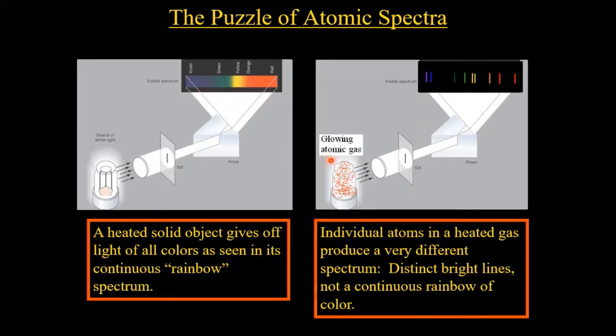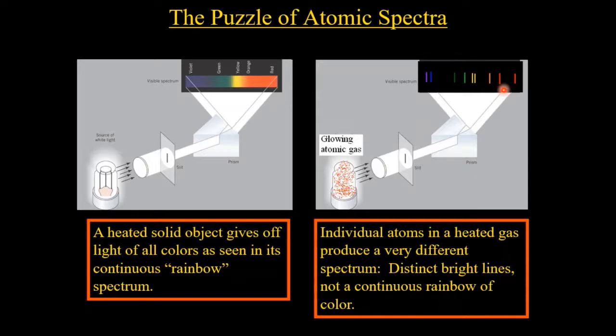But then he went ahead and looked at the spectrum of different gases: hydrogen, mercury, neon, etc. And we saw a very different result. Instead of a continuous spectrum, we saw two, three, sometimes more distinct bright lines that were associated with different colors, but in between the lines there was nothing. So this is called a distinct or discrete emission spectrum.